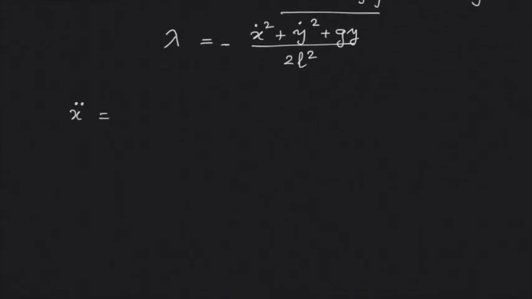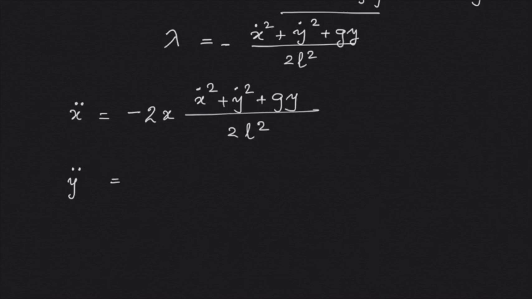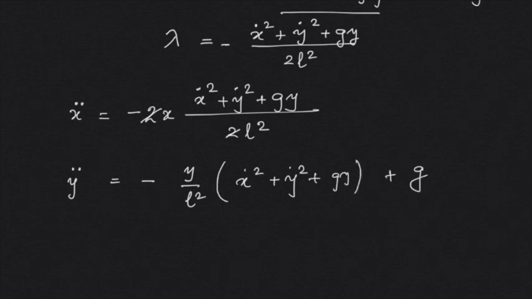So ẍ is 2λx. So I have ẍ equals minus x times (ẋ² plus ẏ² plus gy) divided by L², and ÿ is 2λy. So actually this 2 will cancel out, so I will get minus y over L² times (ẋ² plus ẏ² plus gy), and then I will have a g along with it, right?